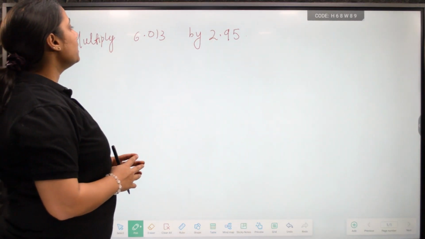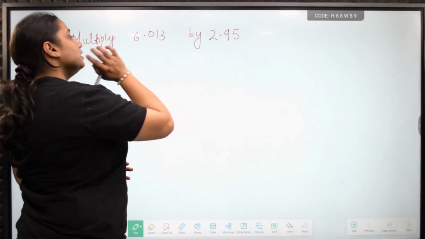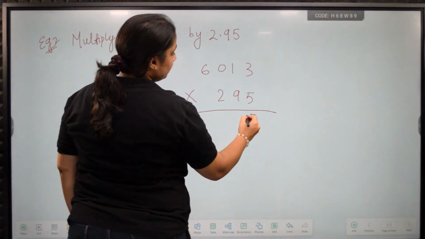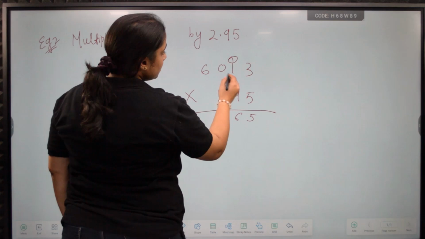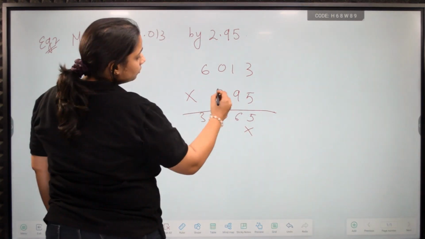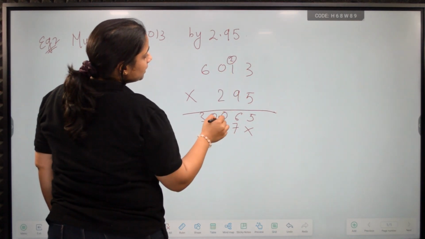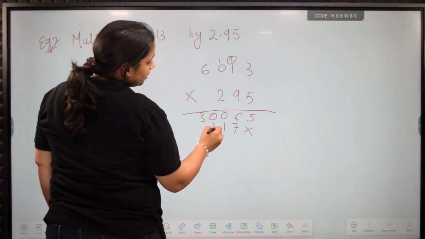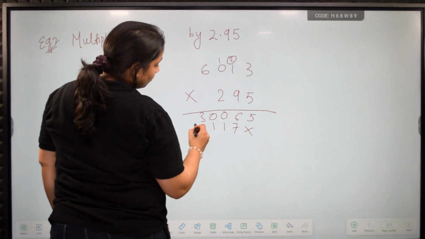Example 2. Multiply 6.013 by 2.95. Firstly, multiply these numbers ignoring the decimals. 5 into 3 is 15. 5 into 1 is 5 plus 1 is 6. 5 into 0 is 0. 5 into 6 is 30. Now 9 into 3 is 27. 2 carry. 9 into 1 is 9 plus 2 is 11. 9 into 0 is 0 plus 1 is 1. 9 into 6 is 54.